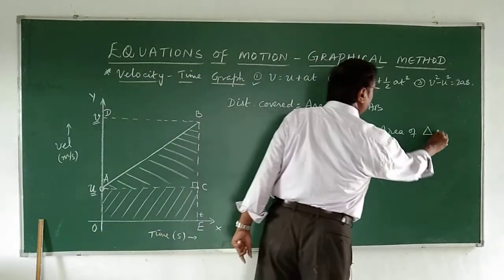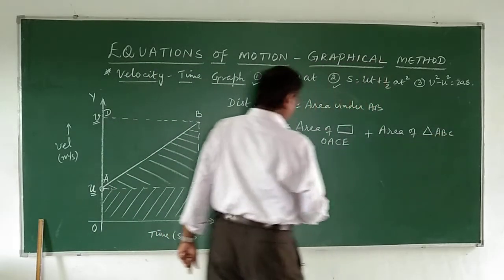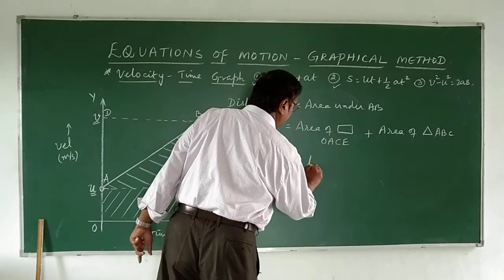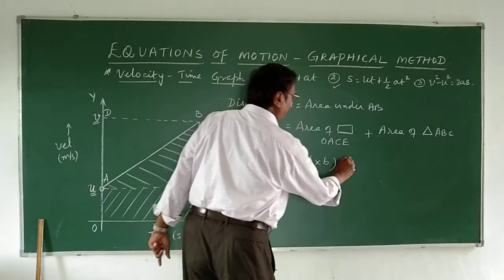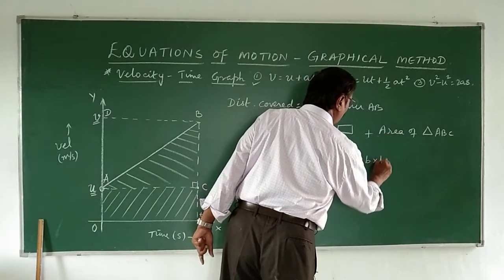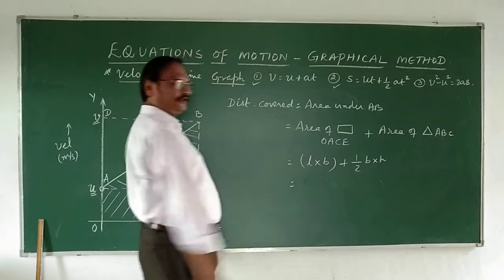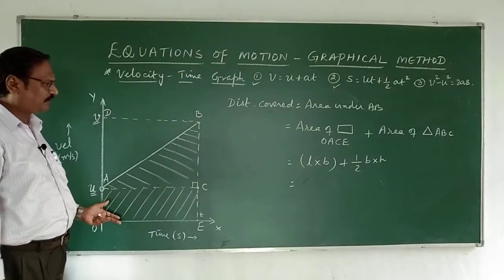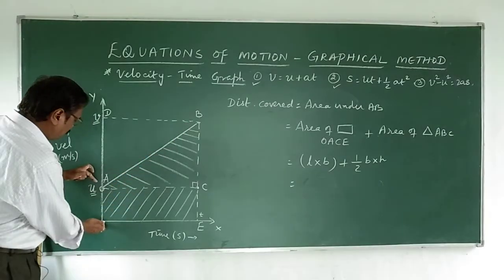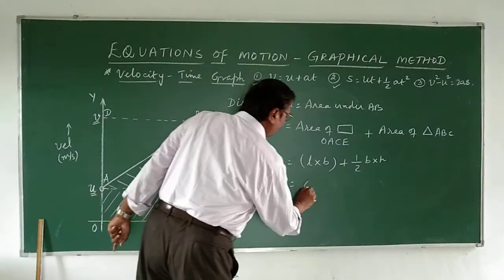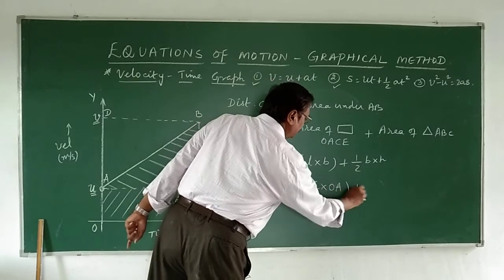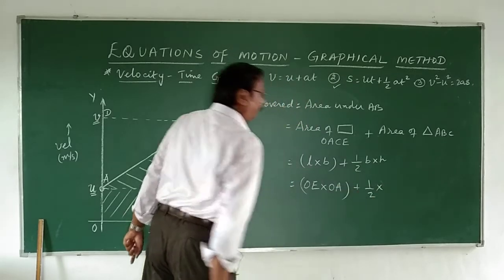Area of the triangle ABC, which is equal to, what is the length of the rectangle? The area of the rectangle, length into breadth, plus that of the triangle, half base into height. Let us convert it into the symbols here. Length is OE and breadth is OA. So we can write OE multiplied by OA, close the bracket, plus half into breadth.